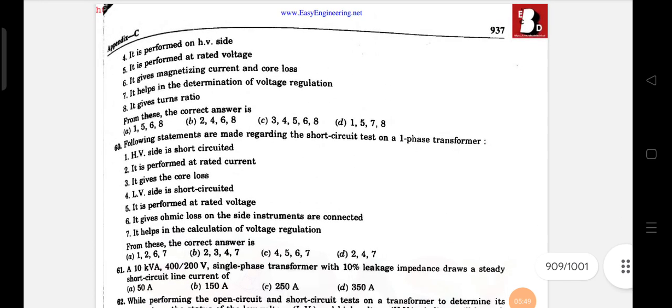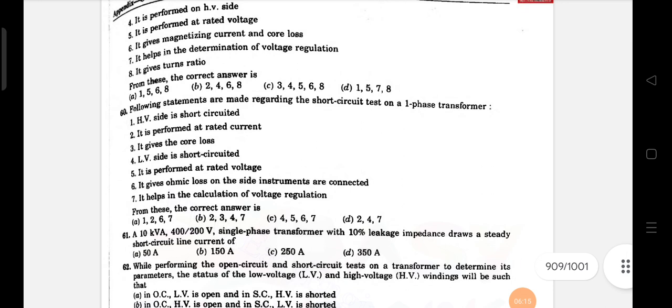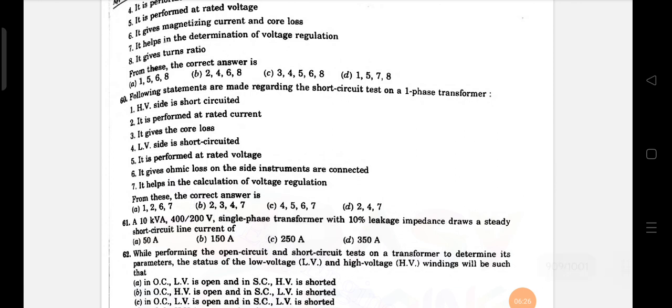Next question. The following statements are made regarding the short circuit test on a single phase transformer. Remember one point: the short circuit test is always conducted on the HV side. The LV side is short circuited, then only rated current flows on the secondary, that is the low voltage side, where high current flows. For that purpose the LV side is short circuited and the test is conducted on the HV side. On this HV side we need to apply a very reduced voltage, 5 to 8% of rated voltage. That voltage depends upon the magnitude of the short circuit current.